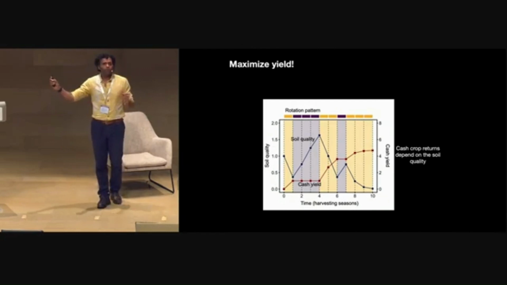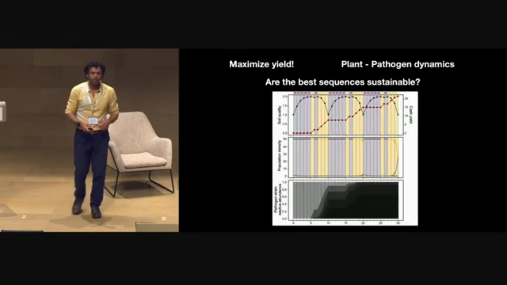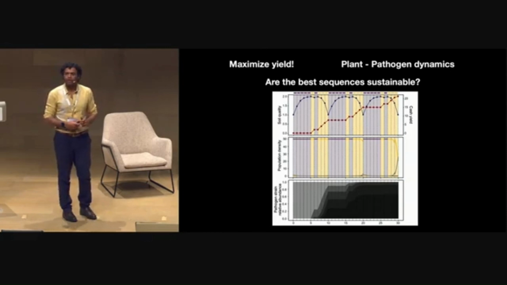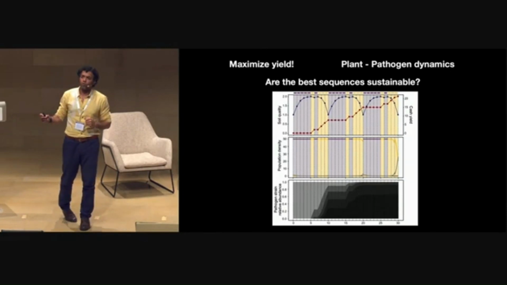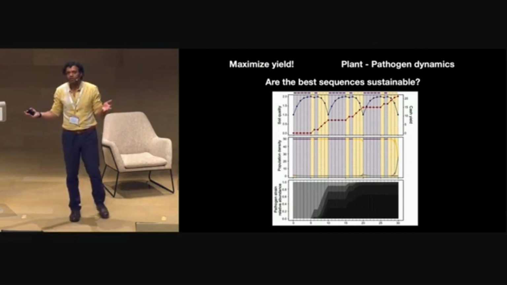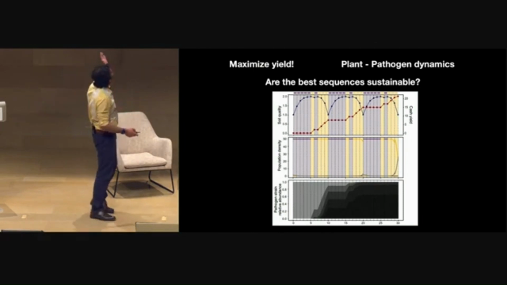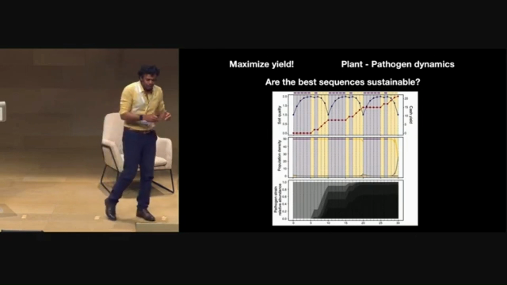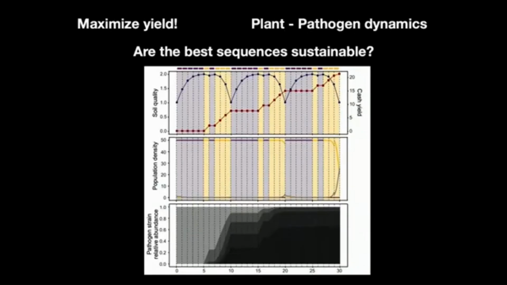So we went through the whole steps of calculating the optimal rotation patterns, and what we want to connect it to is including these plant pathogen dynamics. Are those sequences that we calculated actually sustainable? And what we mean by sustainable is in the long run, because we want it to last for long, right? So in this case, for example, you can go for 30 years, and you're getting quite a good cash yield in the end.